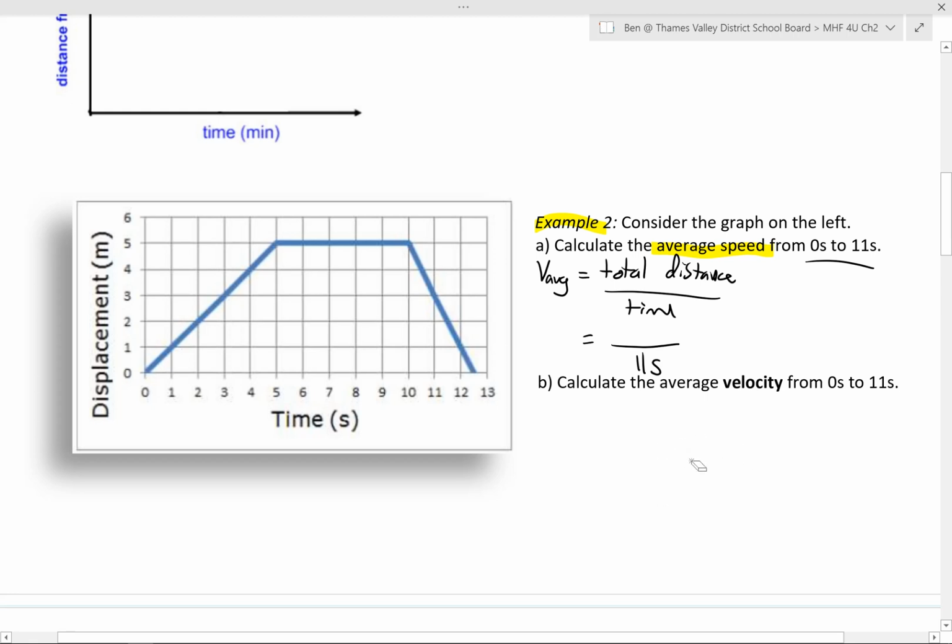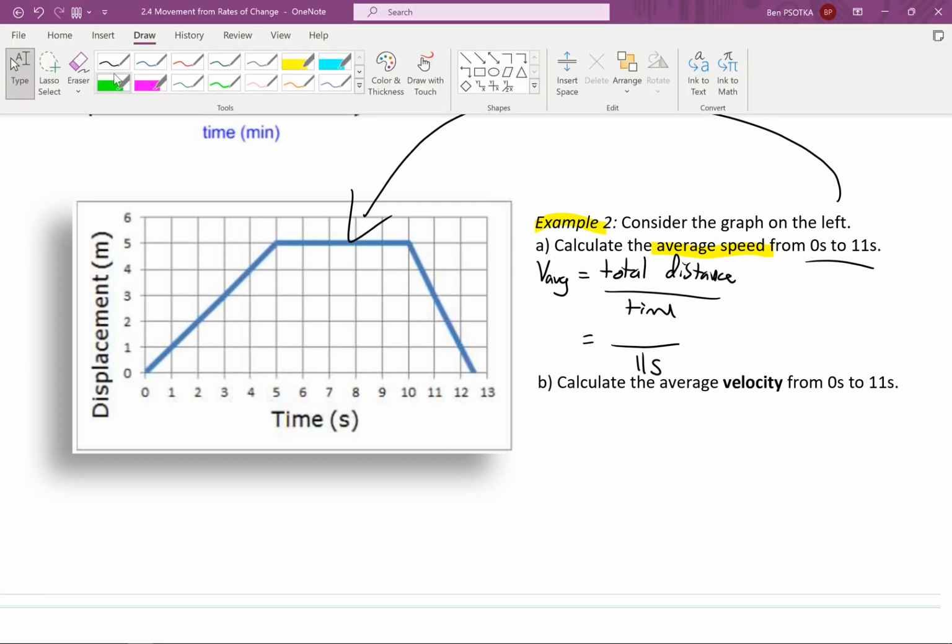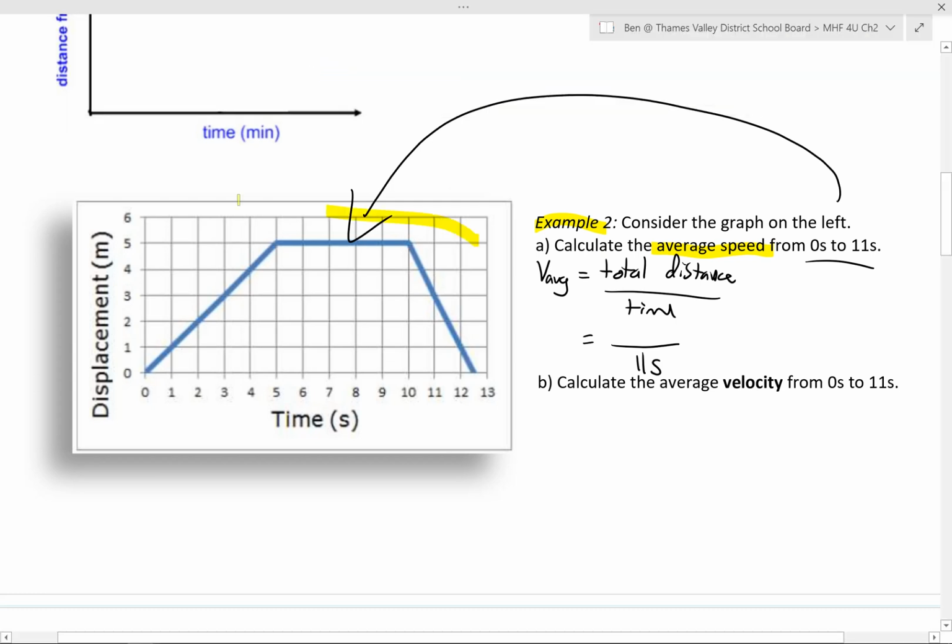Now, the total distance from 0 to 11 seconds, from this, we call it a displacement time graph. From 0 until 11 seconds, what's happened with this person, maybe a person moving away from a motion sensor, is they have moved 5 meters, right? Their distance here is 5 meters. They moved 5 meters away, and then they stayed there for a little bit.